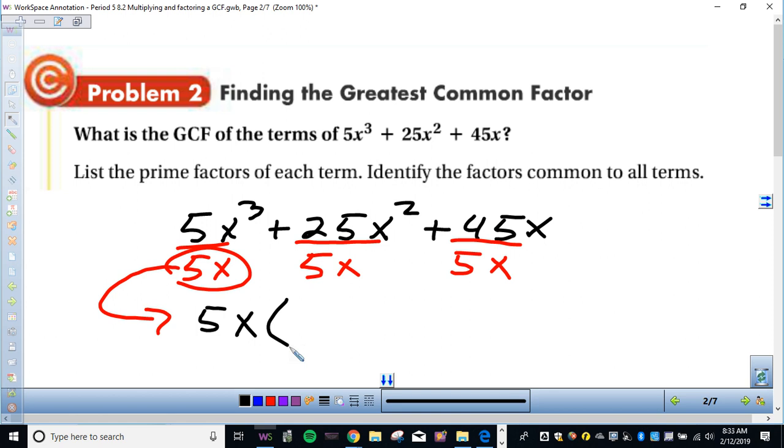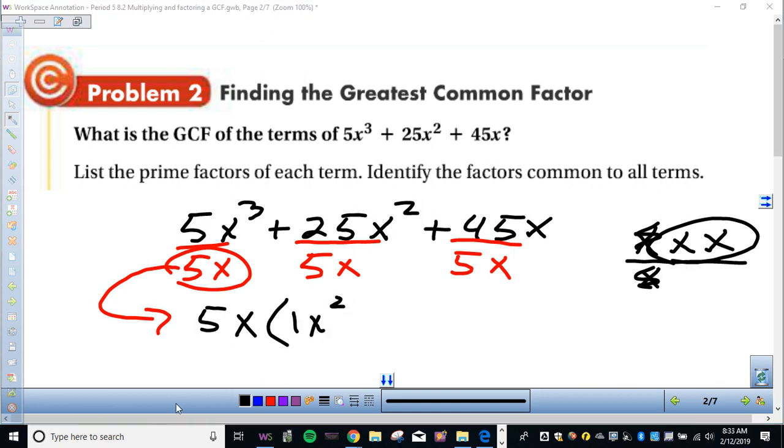So what's left here? 5 divided by 5 is, and x cubed divided by x is. So x cubed means this: 3 x's divided by 1 x. One of these x's cancels. How many do I have left? 2 of them. So this is 1x squared. You don't have to write the 1. If it helps you to understand to write the 1, go ahead.